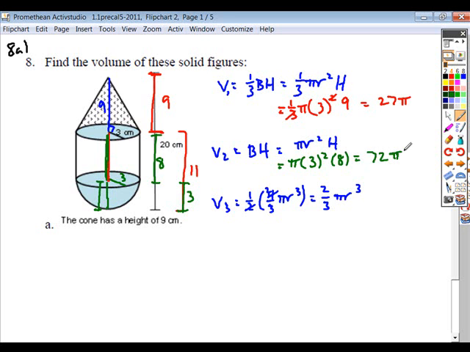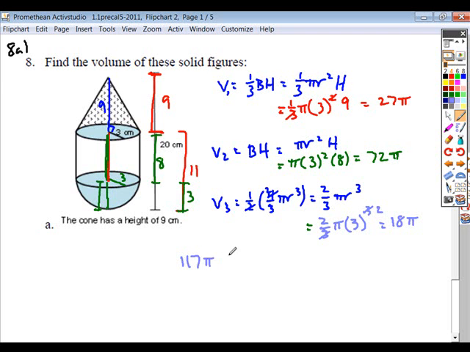And then our final calculation, we get 2/3 pi. Our radius was 3 cubed. This 3 cancels with one of the powers of 3. So we have 3 squared, which is 9 times 2. So we get 18 pi. And so the last thing we can do here is just combine all of these. 72 and 18, that gives us 90 plus 27. So we have, for this, a total of 117 pi.